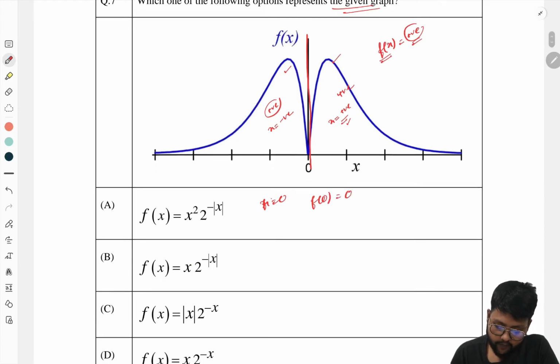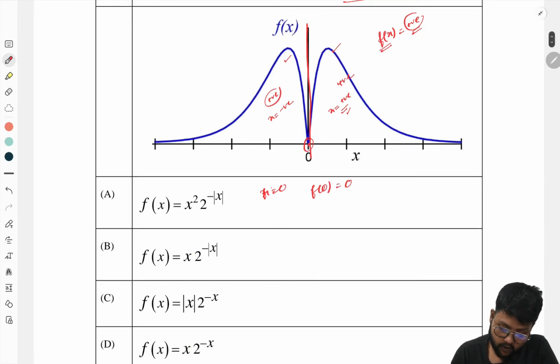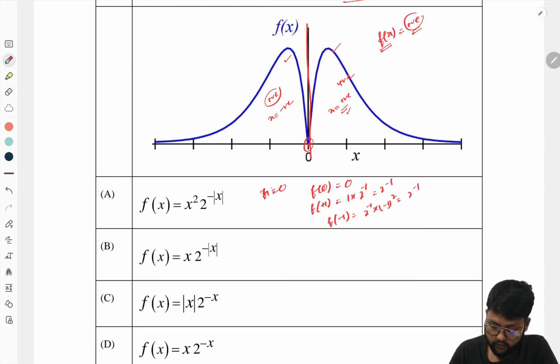Okay, so this is our first correct, and here, if x is plus 1, that is 1 into 2 to the power minus 1, which is equal to 2 to the power minus 1. If x is equal to minus 1, that is 2 to the power minus 1 into minus 1 squared. Okay, so this is also 2 to the power minus 1. So you can say these two are the same.